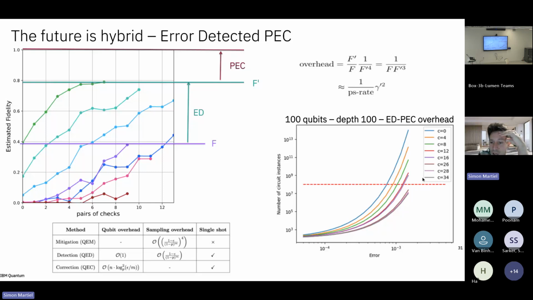But by adding more and more checks, we can bring this overhead down below this arbitrary threshold, which corresponds to roughly 1 day of computation. If we add, for instance, 30 checks, we can bring it down to 10 to the 5 shots, which takes minutes, basically. So it means that we can turn a 3 year experiment into a minute experiment just by adding error detection before running PEC. This is quite promising, and this is what we are currently trying to do.